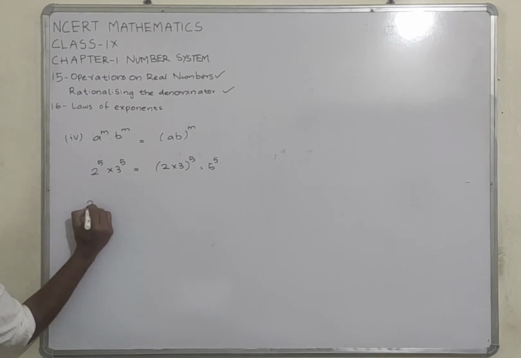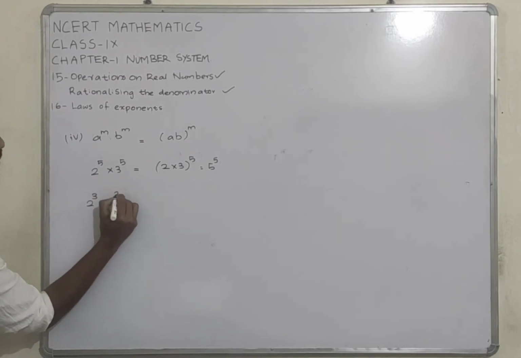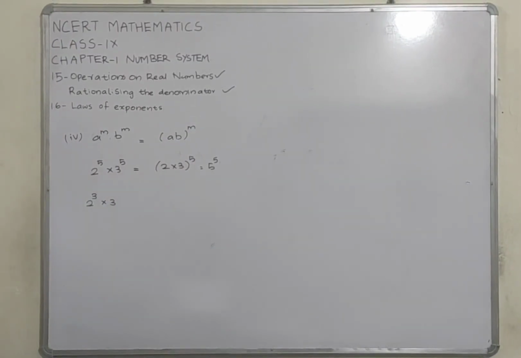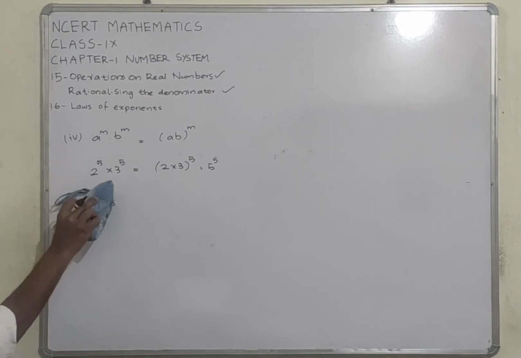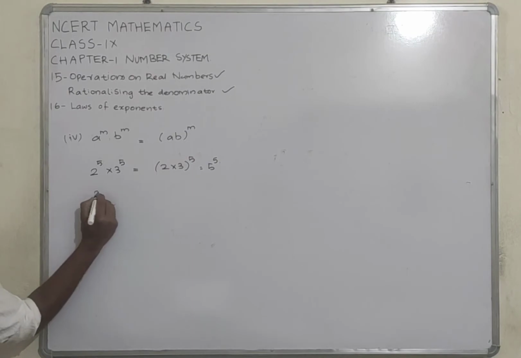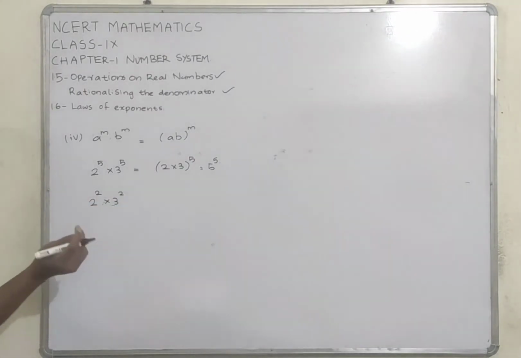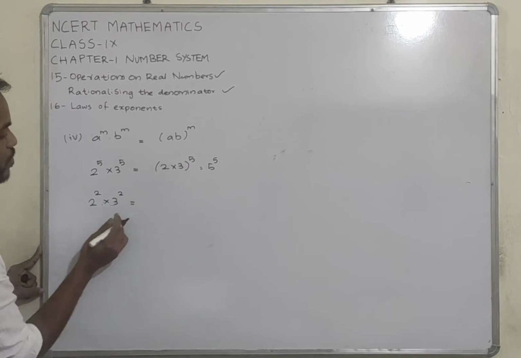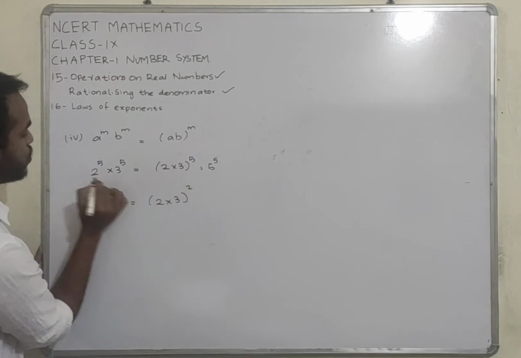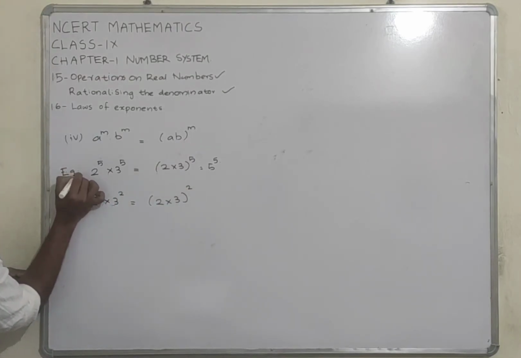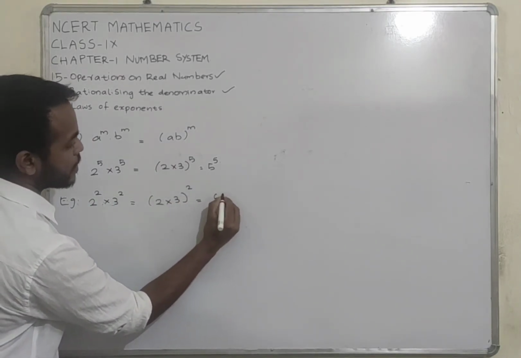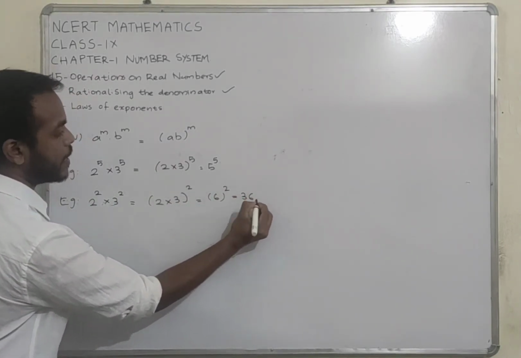Let's see an example. 2 raised to 3 into 3 raised to 2. Sorry, this is not right. Suppose there is such a number, 2 raised to 2 into 3 raised to 2. We want to find the value of this particular number. So the powers are the same. So the number can be written as 2 into 3 whole raised to 2. 2 into 3 is 6. 6 square is 36.